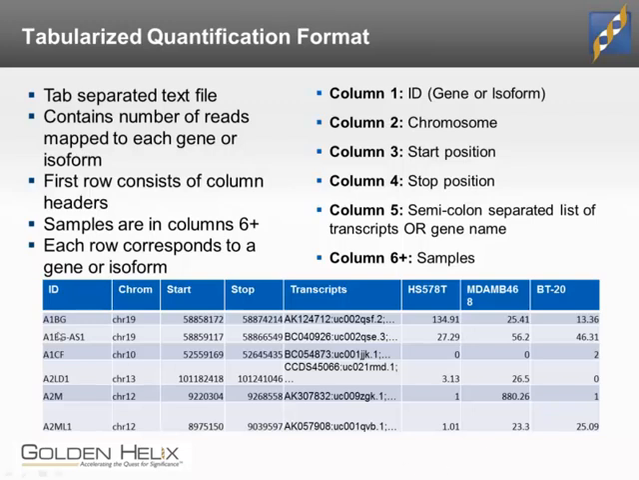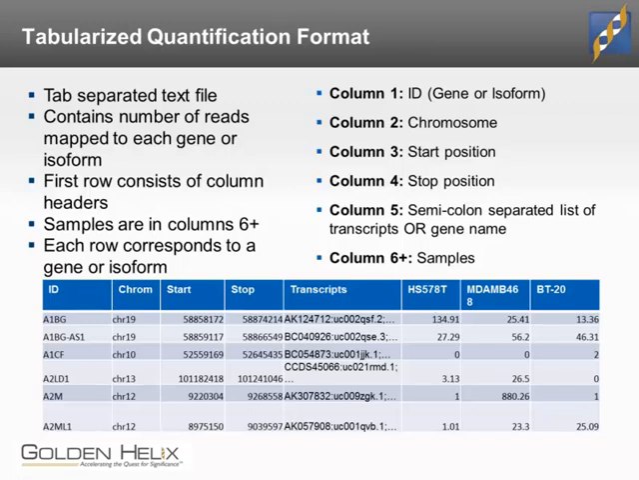The first row should consist of column headers and include, in this order: ID, chromosome, name, start position of the gene or isoform, stop position. The fifth column can either contain a semicolon separated list of transcripts if the ID is a gene name, or the gene name if the ID is an isoform or transcript name. Samples should start in column 6. And again, the data should be the number of reads mapped to each gene for each sample.